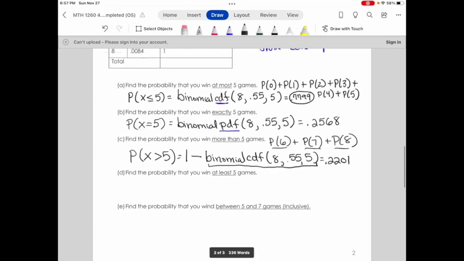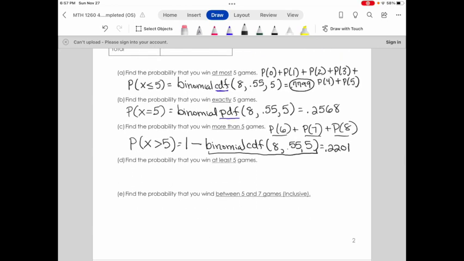All right, we're going to look at part D now. This one says win at least 5 games. I want to see what I get if I win. What's the probability of 5 games, plus 6 games, plus 7 games, plus 8 games? It's basically part C, but we're adding in 5. At least 5 games means it can include a success of winning 5 games. So this is going to be x is greater than or equal to 5.